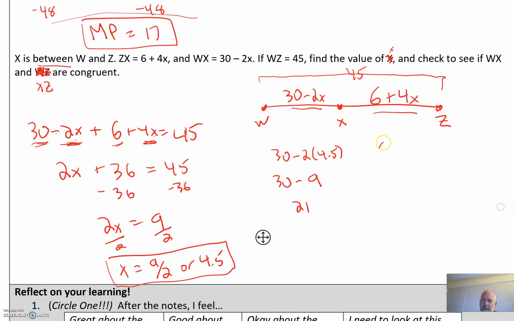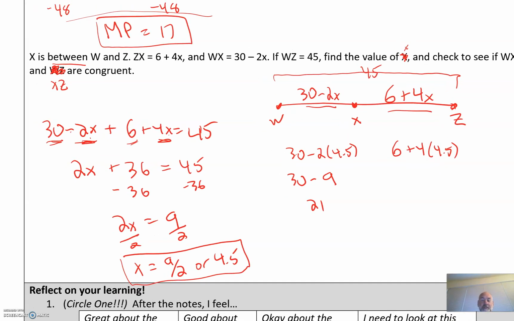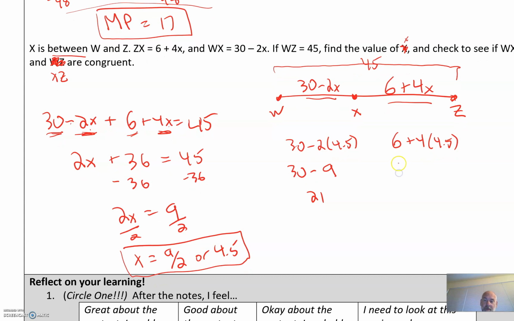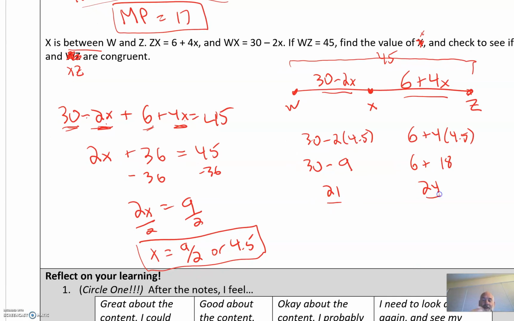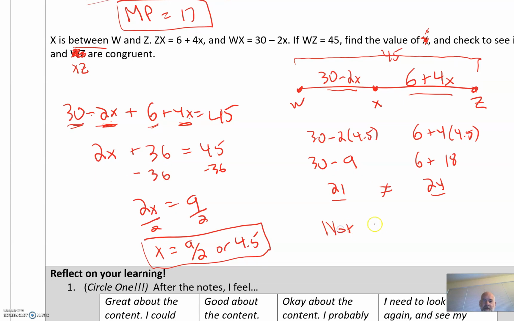On the other one, it's 6 plus 4 times 4.5. X is still 4.5. So 4 times 4.5. So that's 4 times 4 is 16, and 4 times a half is 2. So 16 and 2 is 18. So it's 6 plus 18, which is 24. This is one good thing, it does give me a little check of my work. I can see that these add up to 45, which is what I wanted. But they're not equal, so not congruent.